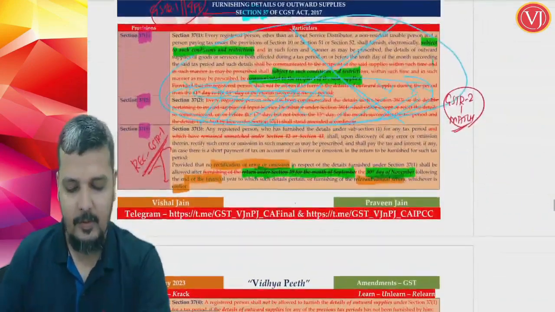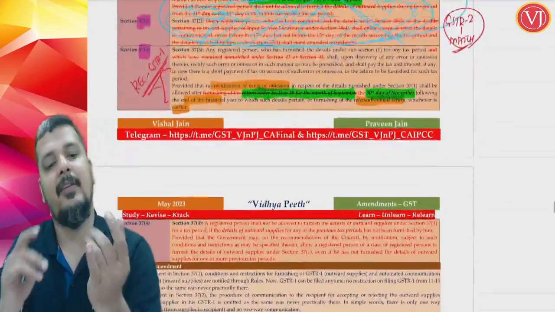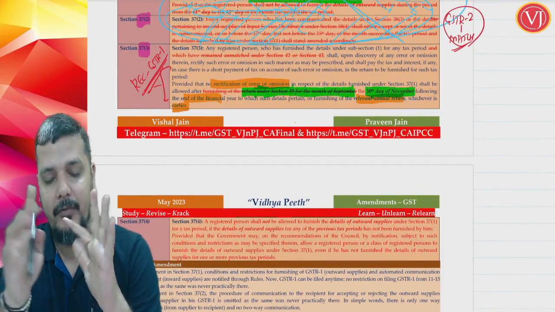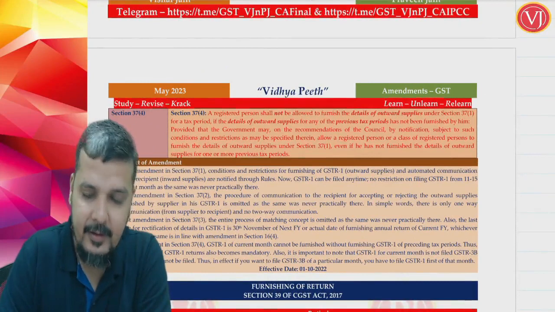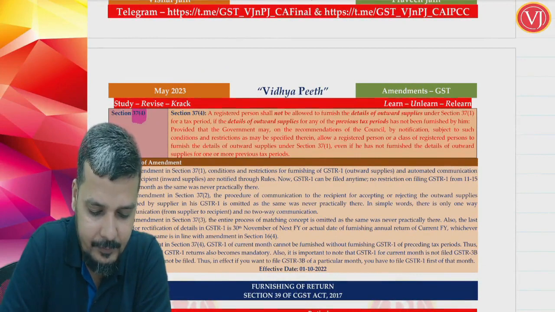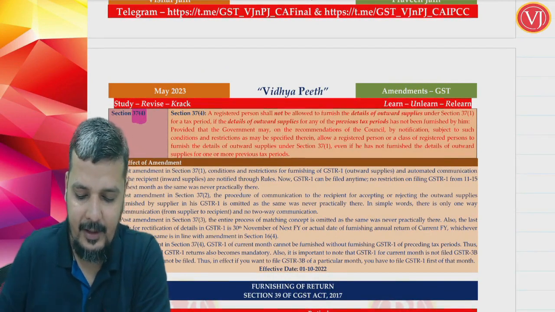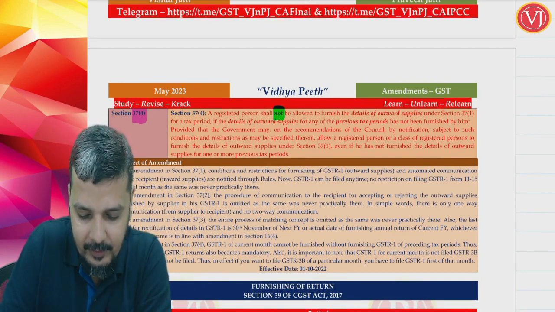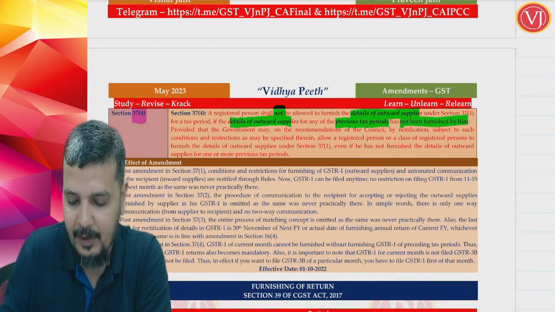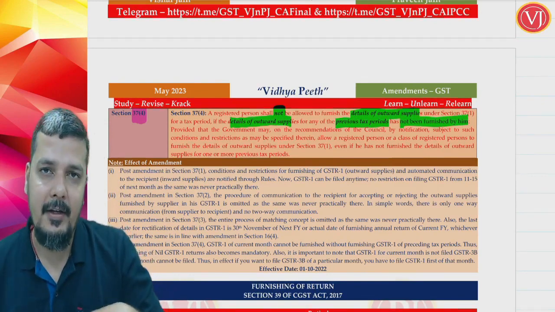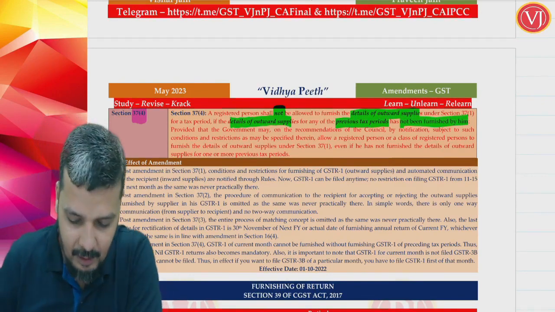Right. Now, talking about the other amendments, this amendment is there in section 37, section 39 and section 52, which we have taken together. Now, the next amendment is there in your GSTR 1, section 37, subsection 4. It talks about a scenario that you cannot file your GSTR 1 if the details of outward supplies of the previous tax period have not been filed by you. If you want to file GSTR 1 of current period, you have to file GSTR 1 of the previous period.